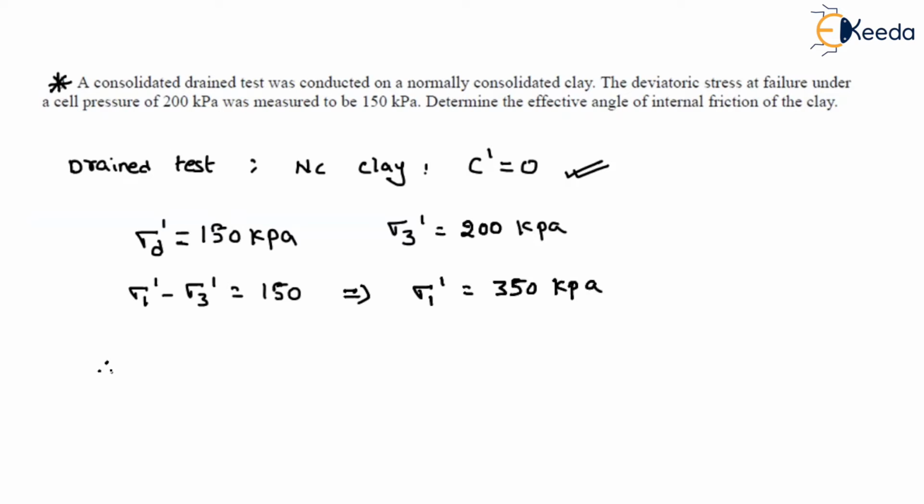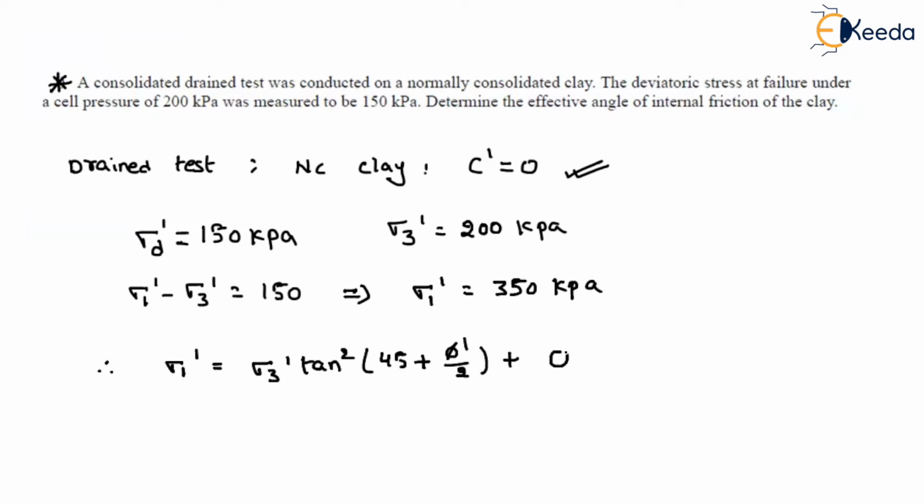Now if I write down the equation again, sigma 1 dash will be equal to sigma 3 dash into tan square of (45 plus phi dash by 2), plus 2c dash tan of (45 plus phi dash by 2), but whatever the c dash value is, it is 0.